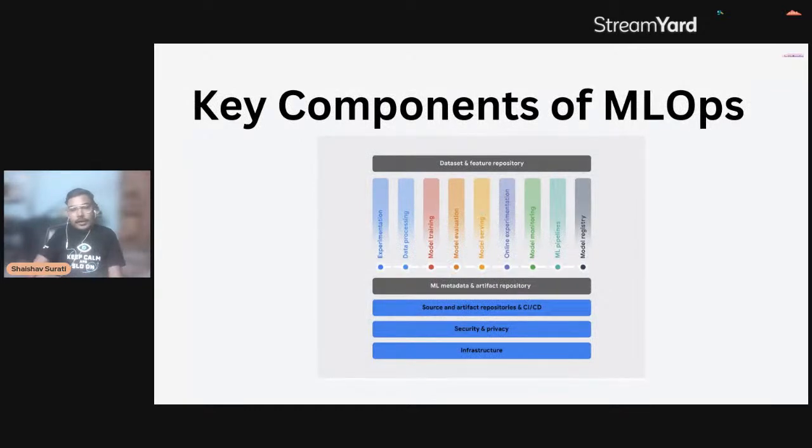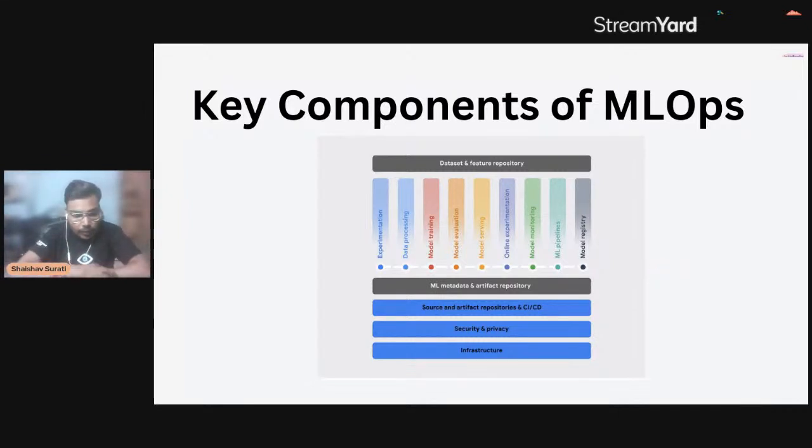Here are the key components of MLOps. Key components means experiment, data processing, model training, model evaluating, model serving, online experiments, model monitoring, ML pipeline, and model registry.